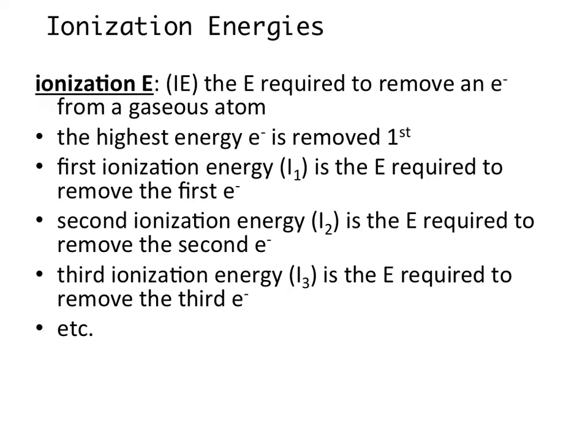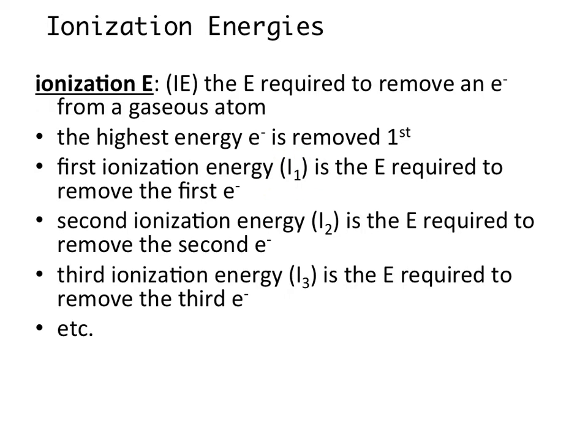Now, there's different types of ionization energy. The highest energy electron, so the one that's farthest away from the nucleus, is going to be the one that's removed first. So the first ionization energy, or IE1 or I1, there's different types of notations. First ionization energy is the energy required to remove the first electron. So in any element that you're looking at, the electron that's farthest away from the nucleus is going to be the one that's removed first, and the energy required to do that is going to be your first ionization energy.